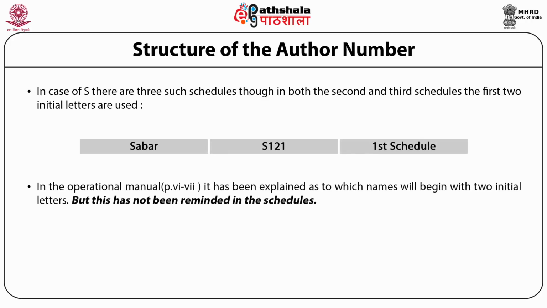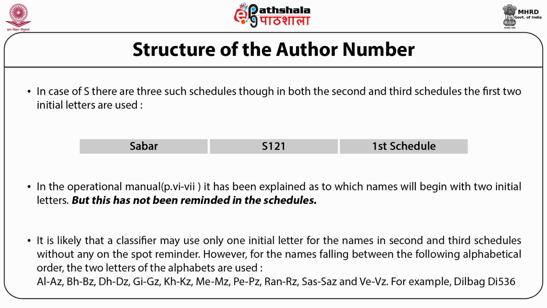In the operational manual given on pages 5, 6 and 7, it has been explained as to which names will begin with 2 initial letters, but unfortunately this has not been reminded in the schedules. It is likely that a classifier may use only 1 initial letter for the names in second and third schedules without any on-the-spot reminder.